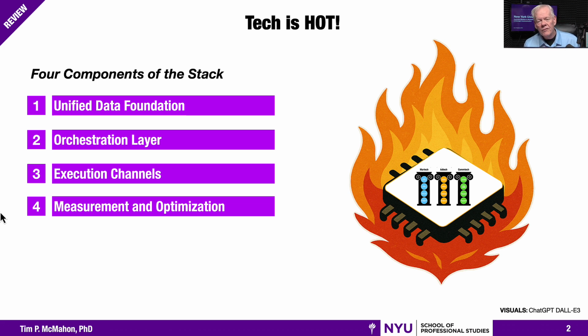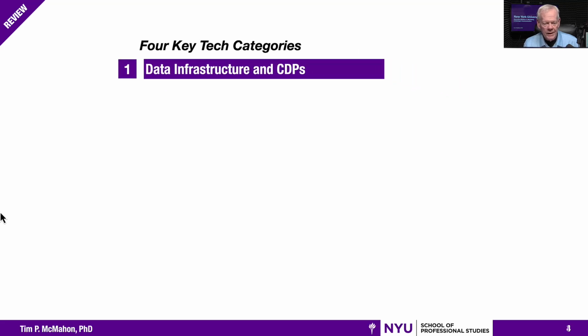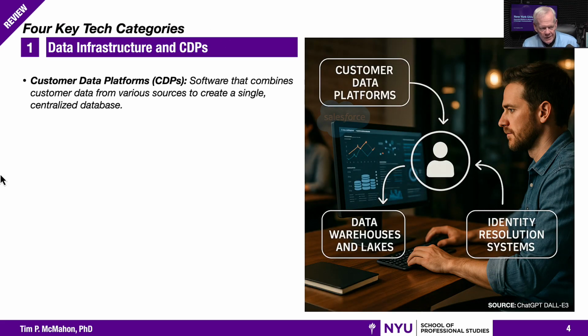Now, in the past weeks, we talked about the four components of the stack, and they're listed there. Now I'm going to change that terminology a bit. We're going to talk about four key tech categories, just a slight rewording on three of them. Basically, data infrastructure CDPs, number one, and then omni-channel orchestration platforms and channel-specific execution tools. We'll stay with number four, being measurement and optimization. But basically, it's just a phrasing I want to set the record straight for at the beginning of this video.